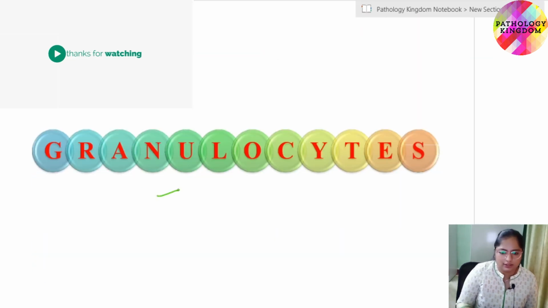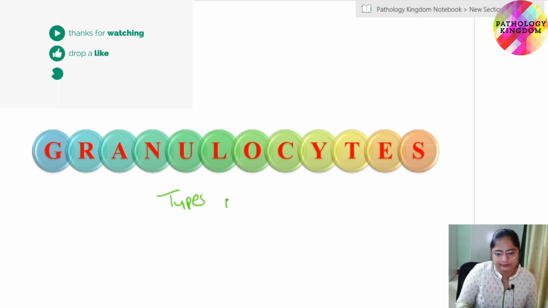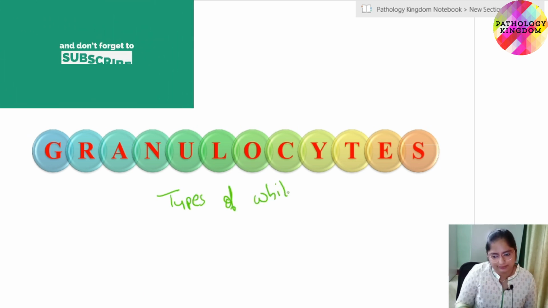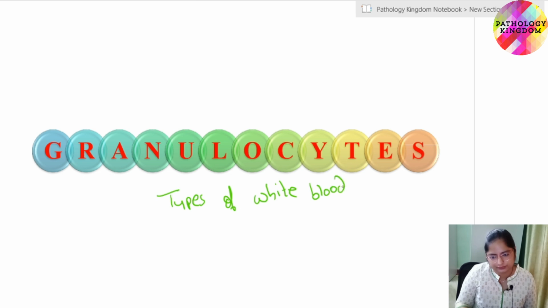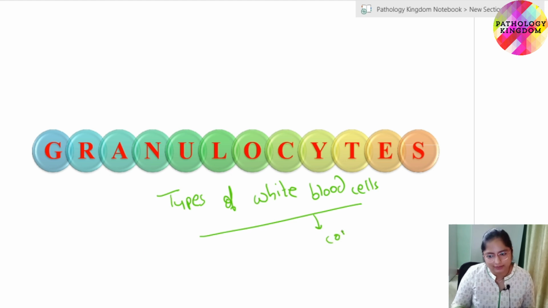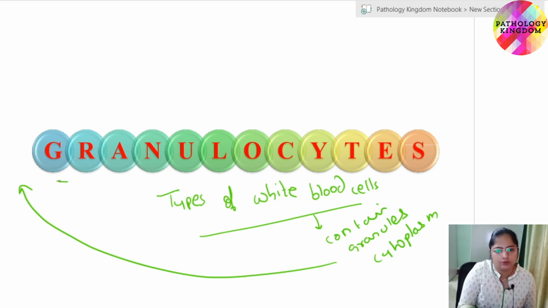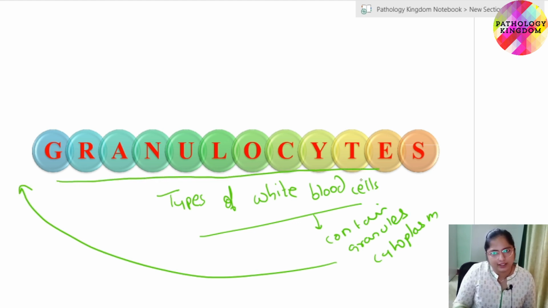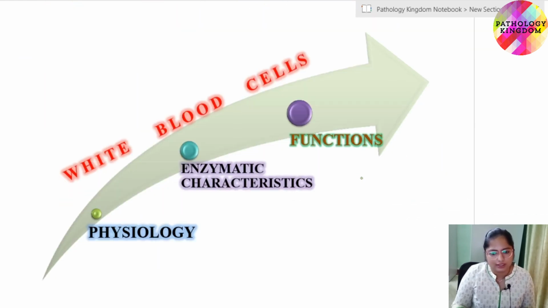These are the types of white blood cell which contain granules in their cytoplasm, known as granulocytes. Today we'll discuss all the three granulocytes. We'll discuss their physiological properties, enzymatic characteristics and functions.